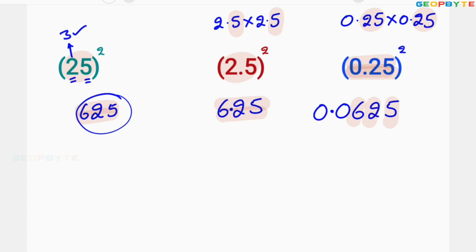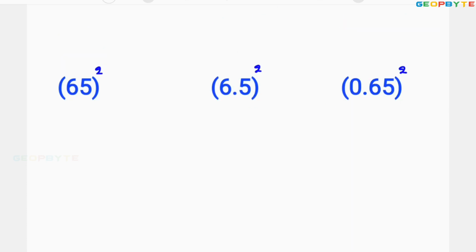Similarly, let us go for the other numbers. Look at the next number: 65 square, 6.5 square, 0.65 square. First let us do the 65 square. 65 square can be written like this. First you square the 5, that is 25. Then you multiply this 6 with the next higher number, that is 7. 6 into 7 is 42. Therefore, 4225 is the value of 65 square.